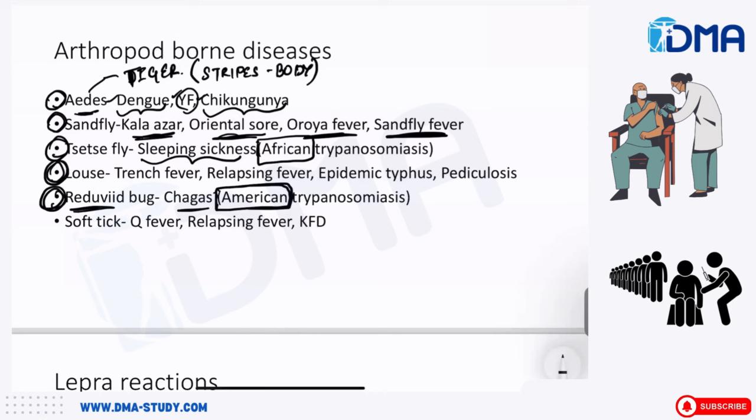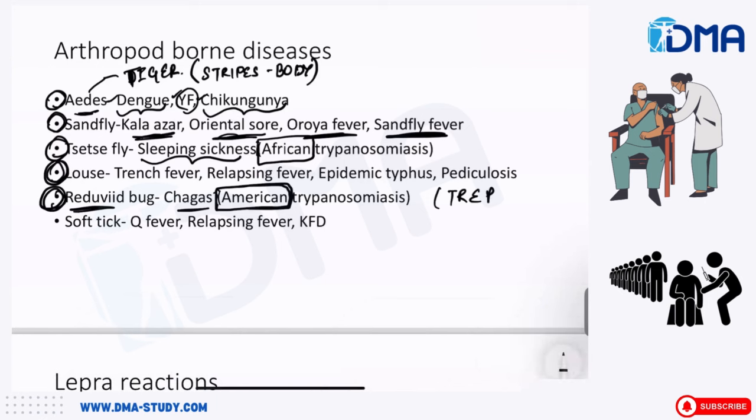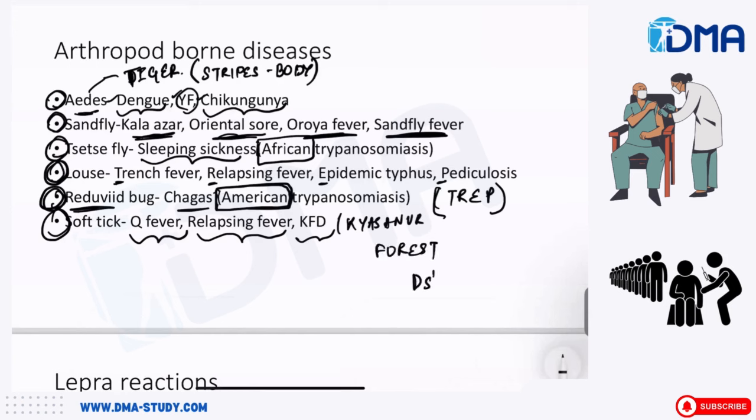In case of louse, you can remember it by TREP. What is T? T is trench fever. R is relapsing fever, E is epidemic typhus, and P is pediculosis. TREP, TREP. And soft tick is finally for Q fever, relapsing fever, and KFD. KFD is Kyasanur forest disease.